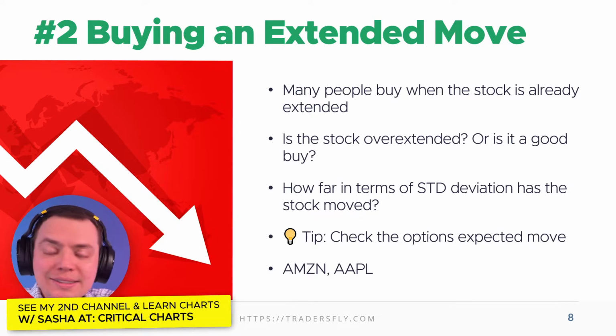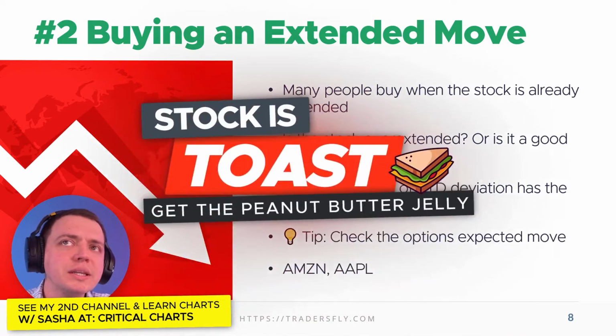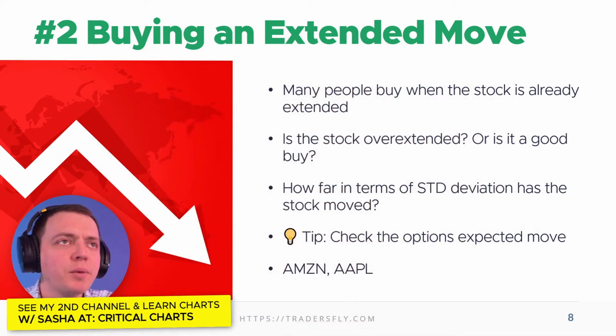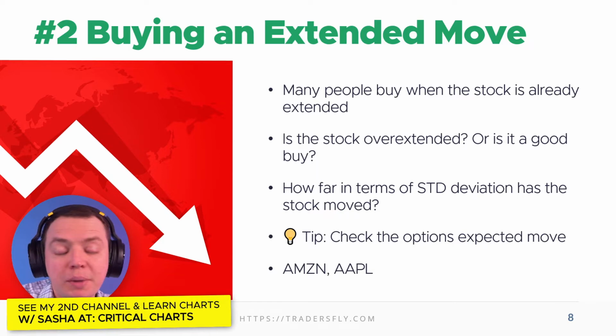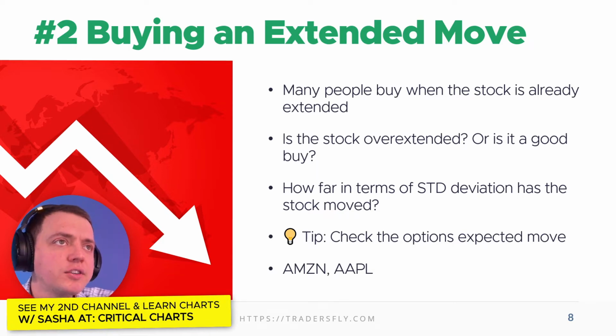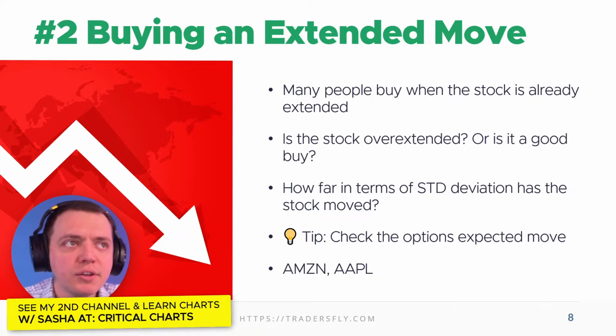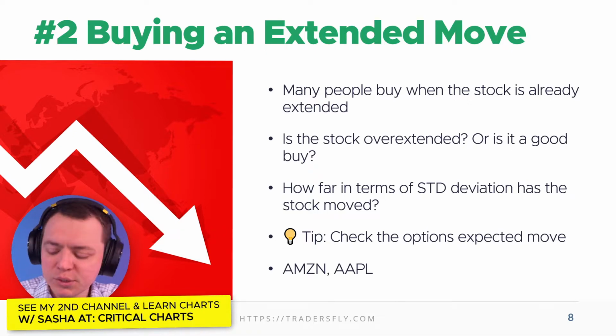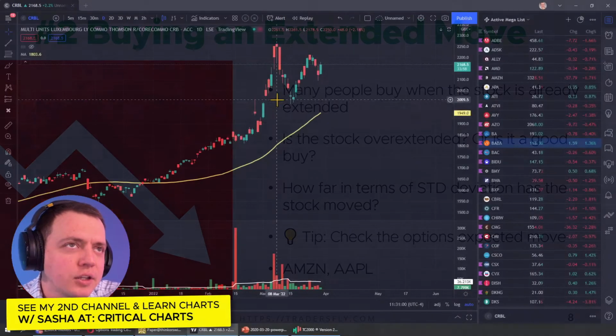after a while, that stock becomes toast and it becomes a problem. And that's just really painful because then you've got downward momentum going against you because you're buying it so far extended. So how far in terms of standard deviations do we want to take a look at? I'll give you a little tip on the options platform as well on seeing an extended move. So let's go ahead and take a look at this.